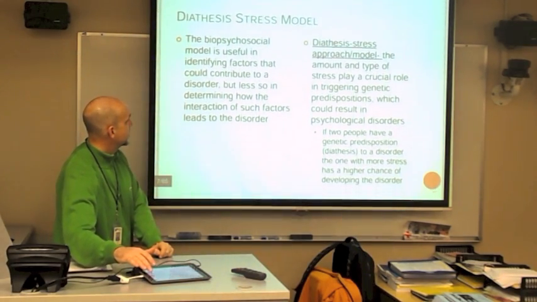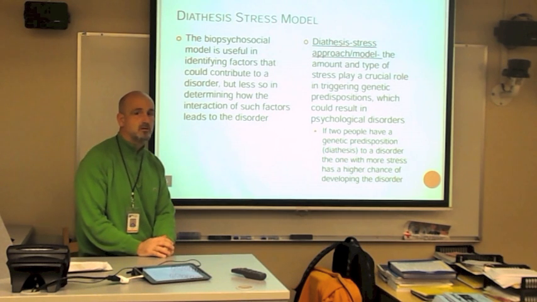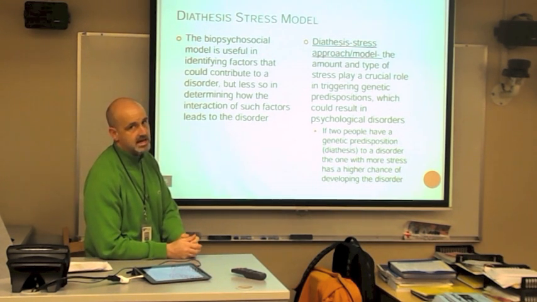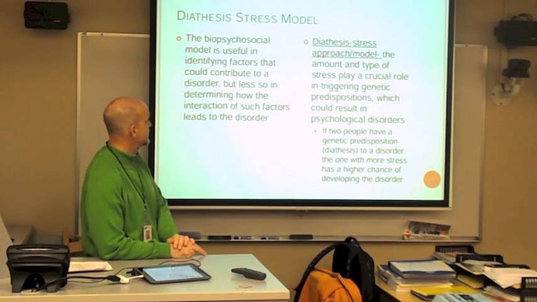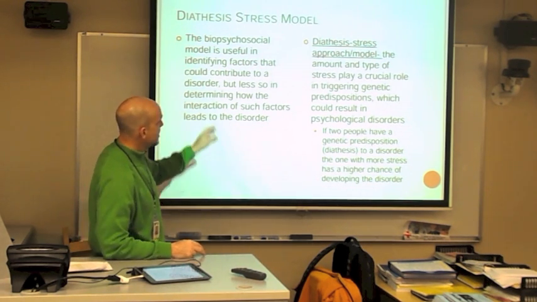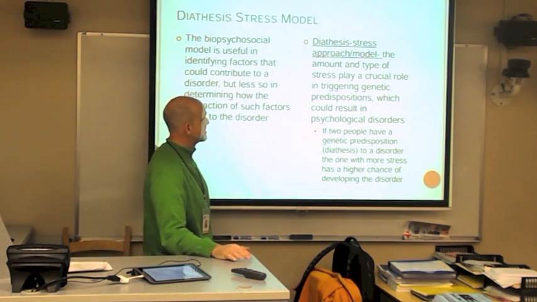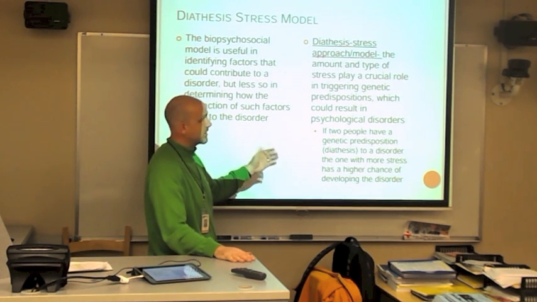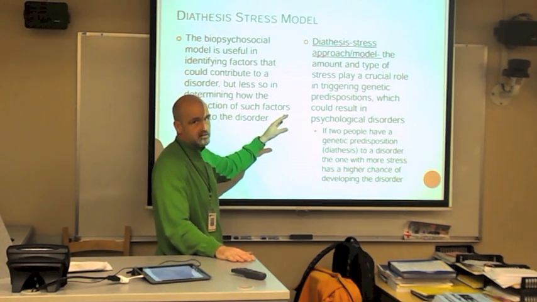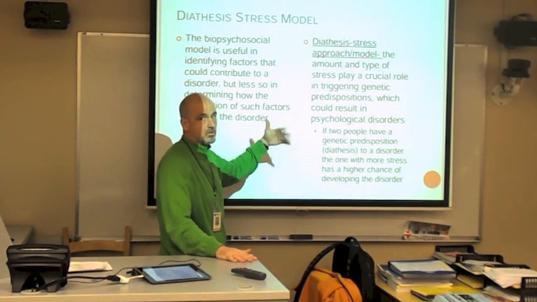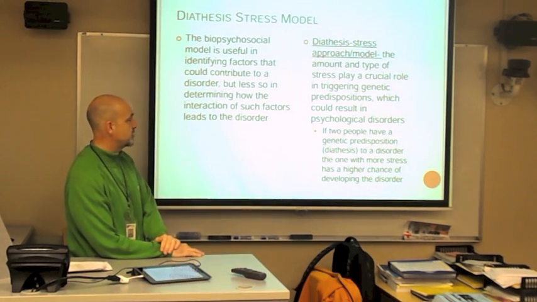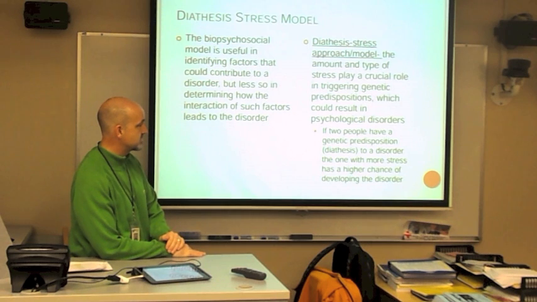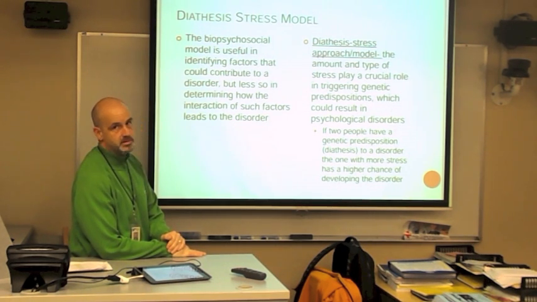Okay? Now, the diathesis-stress model is probably one of the most common models used by psychologists and psychiatrists. This model is useful in identifying factors that can contribute to a disorder. What it basically says is that diathesis is a genetic component, and stress unleashes or releases that genetic component. So in other words, if two people have a genetic predisposition, which again is diathesis, to a disorder, the one with more stress has a higher chance of developing this disorder.